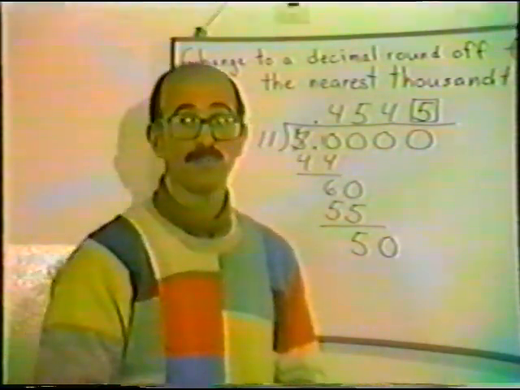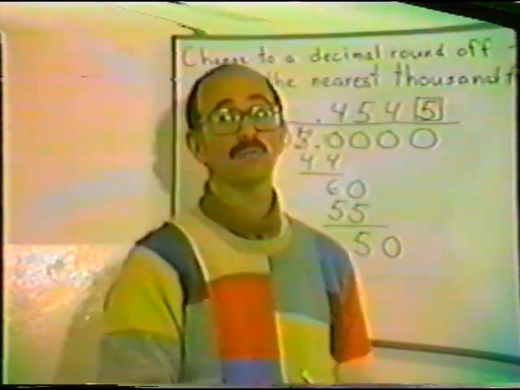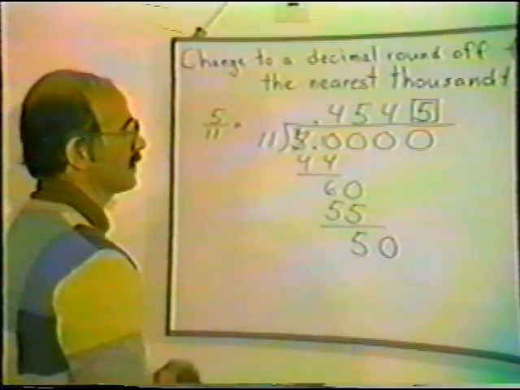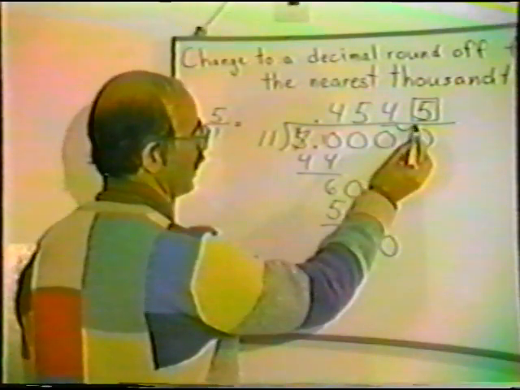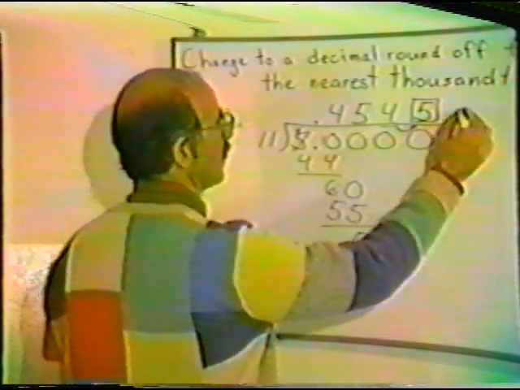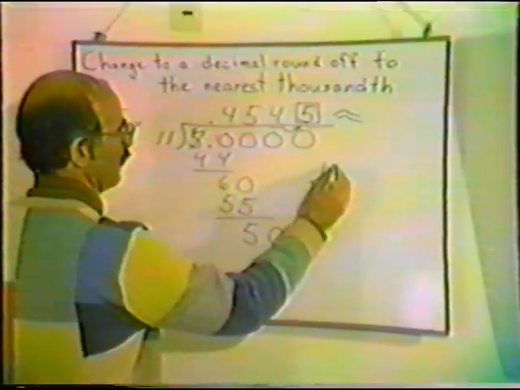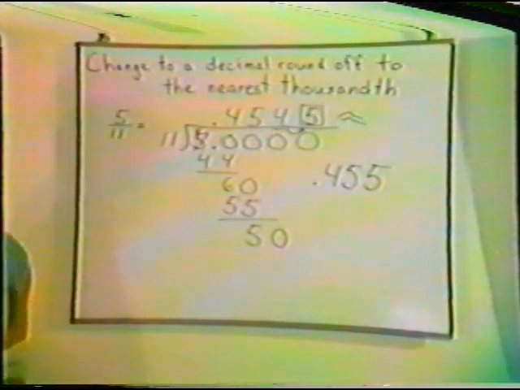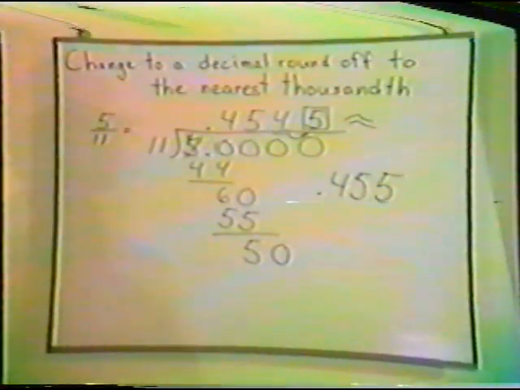We are not to express the answer as a repeating decimal with a bar over it. We are told to round it off. Which number is in the thousandths place? 4. This 4 right here. And we point to the 5. The 5 tells us that the 4 goes up and becomes 5. So our answer is 0.455. Please read the answer. 455 thousandths.